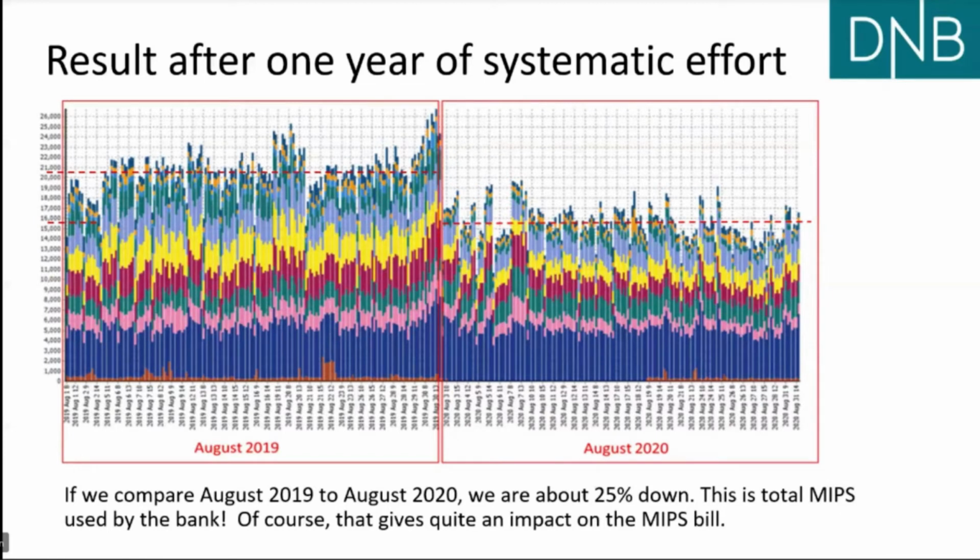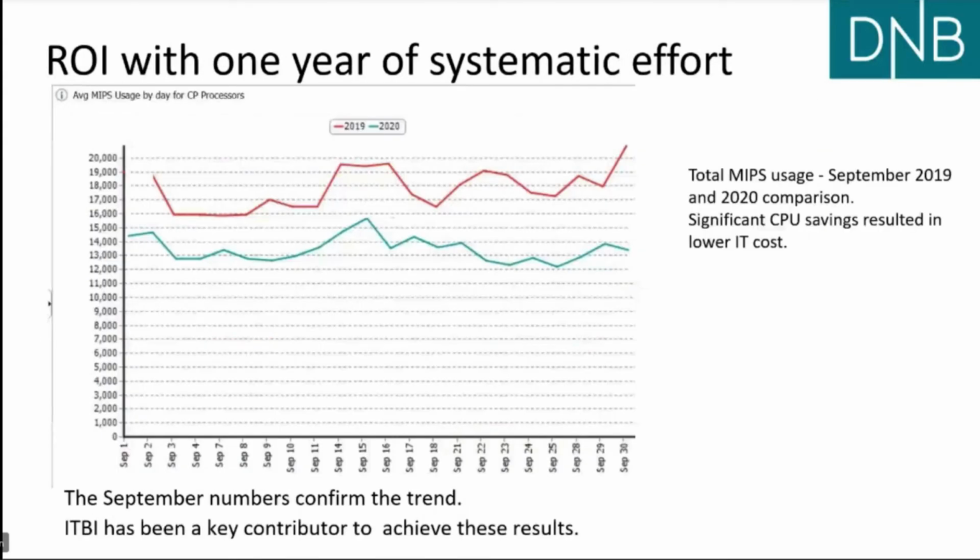And for those of you who are actually owning contracts with IBM or an outsourcer, you know that this is quite a lot of money. And I would say also, 25% MIPS reduction overall in a mid-sized bank, I find that quite okay. And we also took the September data, and we could still see the trend is confirmed. This is just some of the graphs for fun.